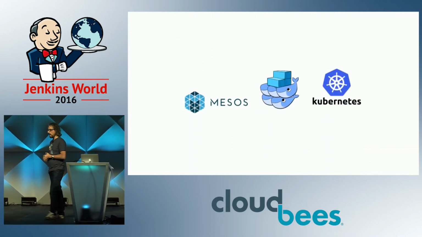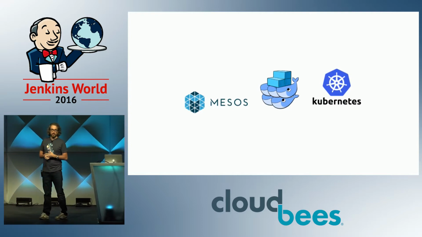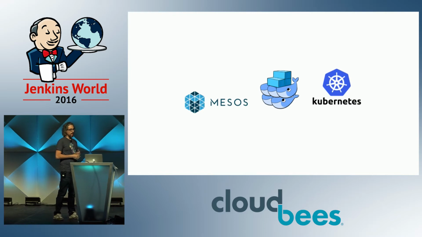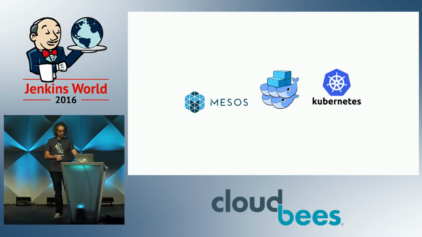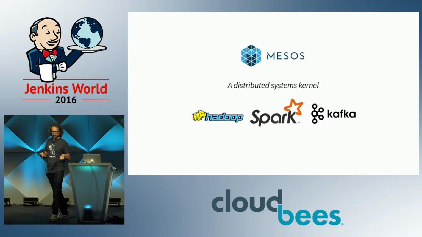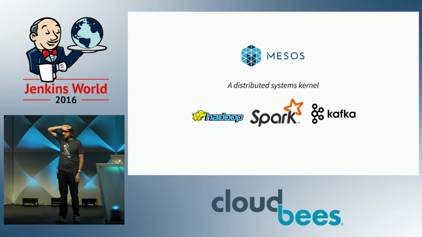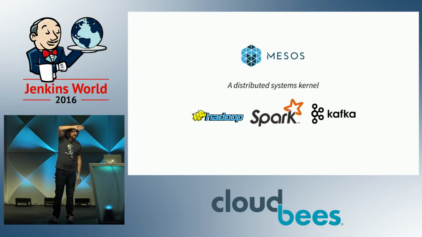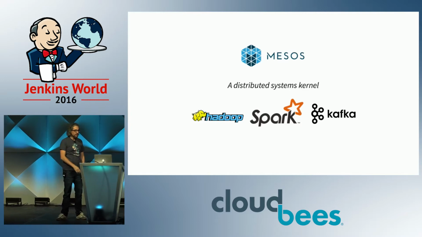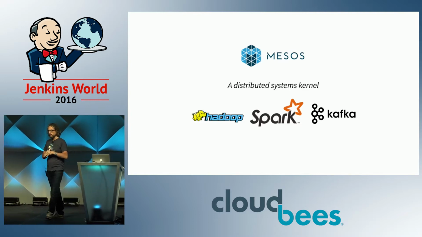And the three options we have are Apache Mesos, Docker Swarm, and Kubernetes. So let's talk a little bit about each of them. Anyone using Mesos here? Yes, one person. And Docker Swarm? Nobody? And Kubernetes? One person over there? OK. So let's start with Apache Mesos.